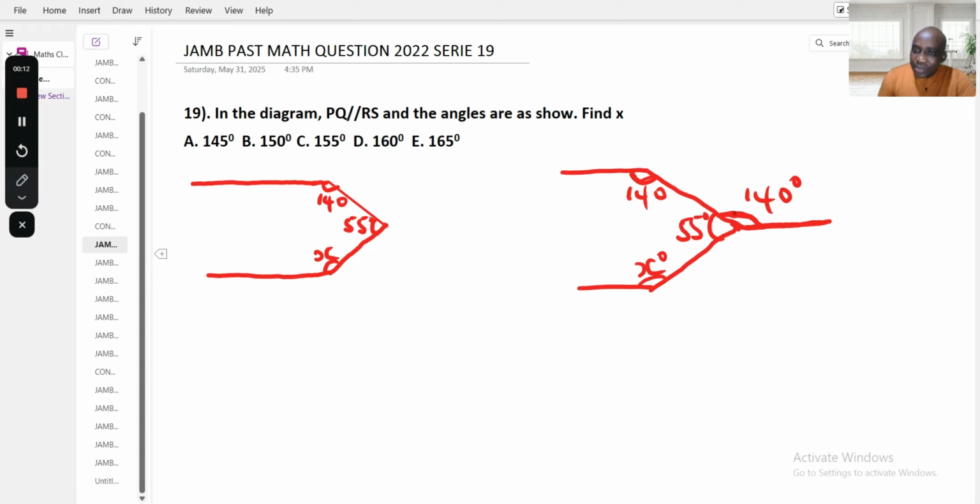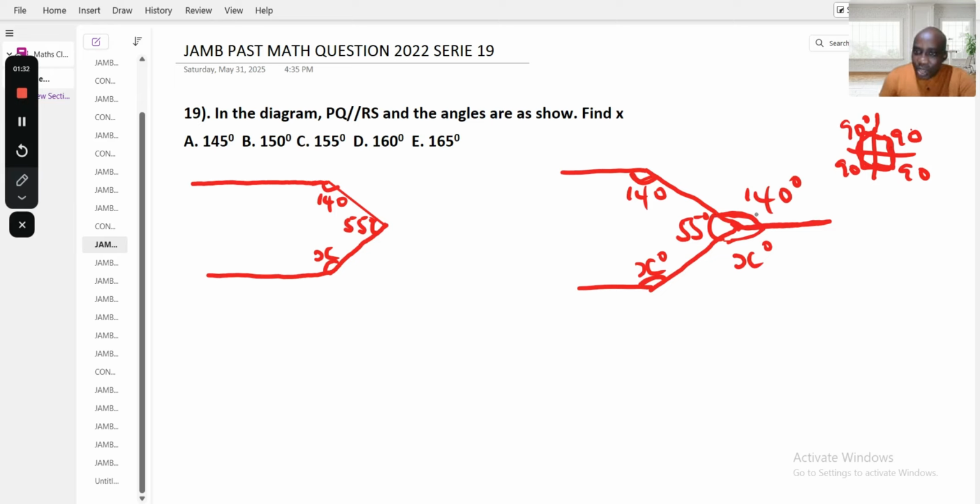By the time you add this space together, 140 plus 55, and this space that is missing, this corresponding angle, which is x, and this space will be x degrees. How do we now get it? The angle of a circle is 360, like we have it here. When you say this face is 90 degrees, this face is 90 degrees, this face is 90 degrees, and this face is 90 degrees, the total angle of a circle is 360, because 90 plus 90 is 180, 180 plus 90 is 270, 270 plus 90 is 360 degrees.